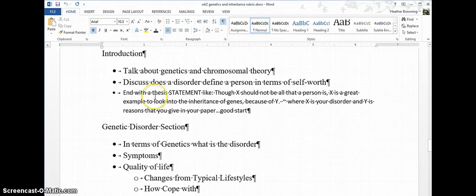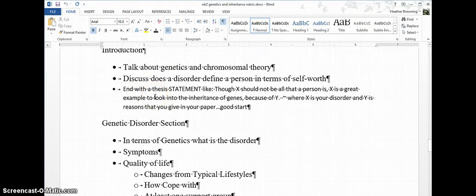But in the introduction, I would talk about genetics and the chromosomal theory. I would discuss the disorder. Does a disorder define a person in terms of self-worth? And I would talk about the disorder a little bit, and then give a thesis statement like, though mutant X should not be all that a person is, mutant X is a great example to look into the inheritance of genes because of why. In this case I said because it is a dominant sex-linked trait.